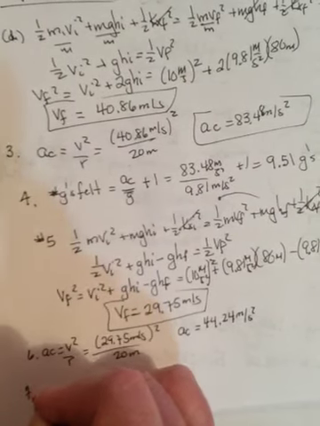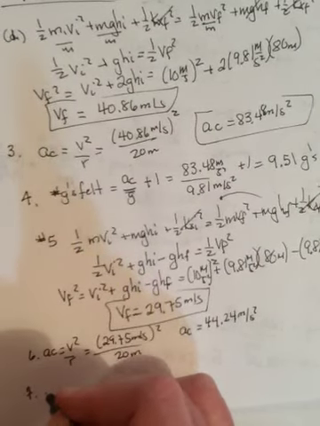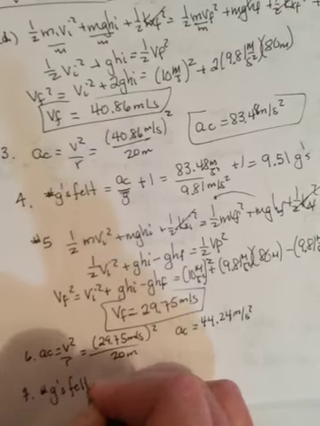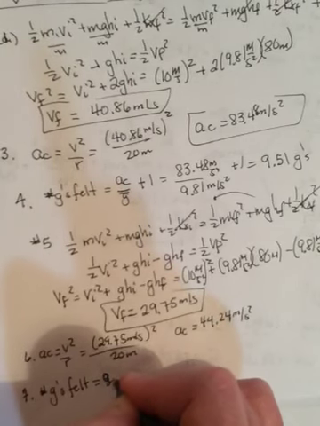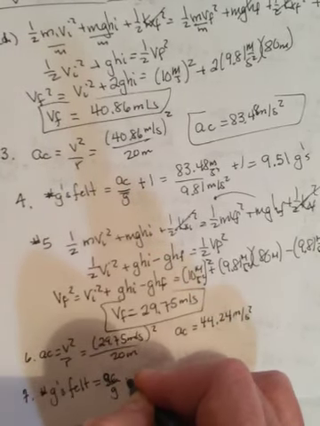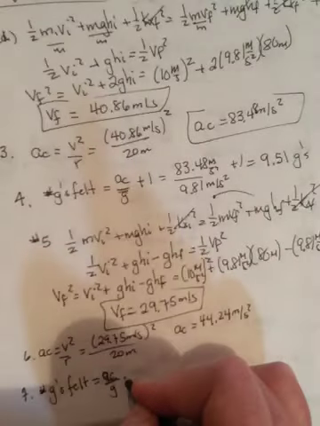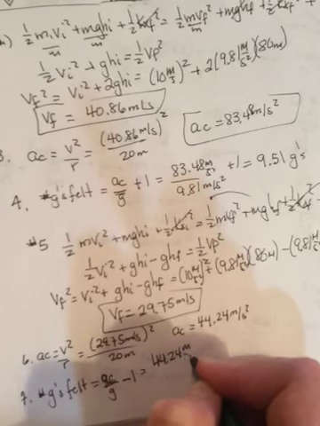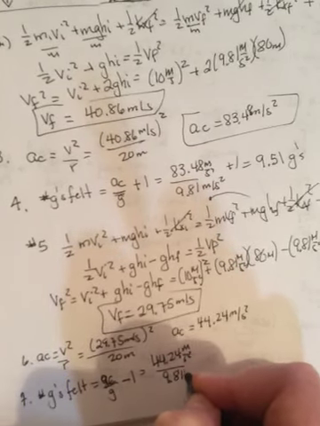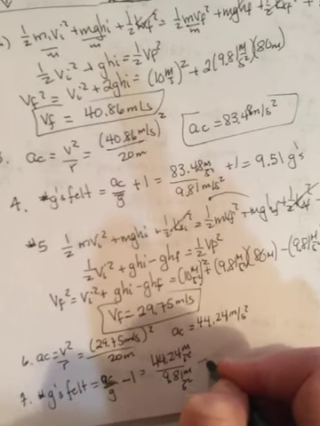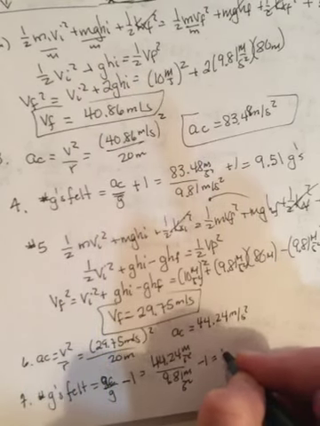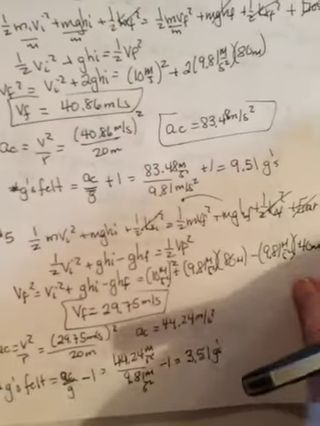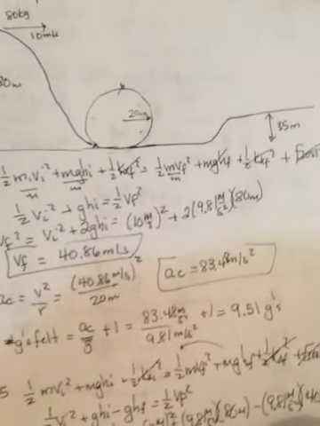And then number 7 wants to know how many G's does the rider feel at the top. So remember, number of G's felt at the top is AC divided by G, and at the bottom it was +1, at the top it's -1. So 44.24 meters per second squared divided by 9.81 meters per second squared -1. And when you do this, you get 3.51 Gs.